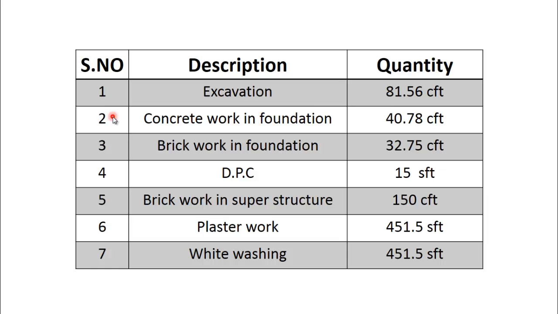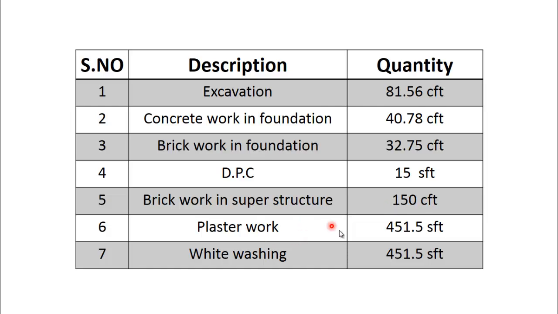So we have calculated the abstract of all quantities. The quantity of excavation is 81.56 cubic feet. Quantity of PCC concrete work in foundation is 40.78 cubic feet. Quantity of brickwork in foundation is 32.75 cubic feet. Quantity of DPC is 15 square feet. Quantity of brickwork in superstructure is 150 cubic feet.